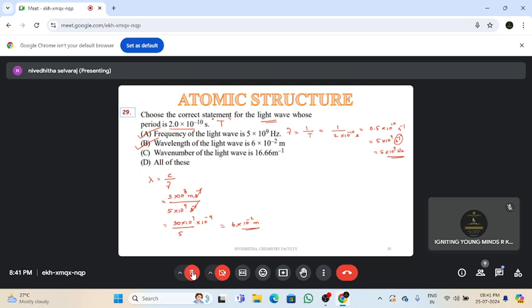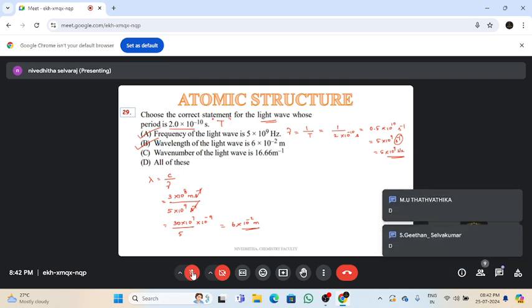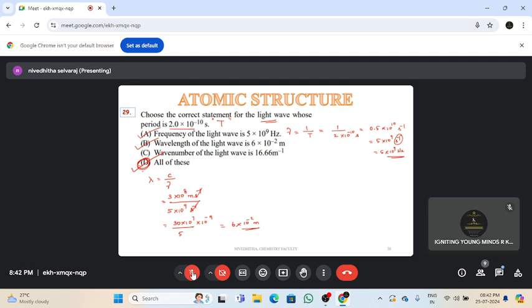So what will be the answer then? Option 4, right? So this is the right answer. We'll move on to the next question. If you want to, you can calculate the wave number also. What is wave number? Nu bar is nothing but reciprocal of wavelength. You have calculated the value of wavelength, so substitute the value of lambda and simplify. You'll get the value of wave number also.